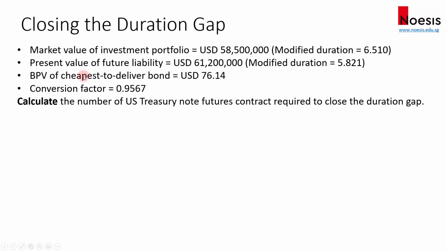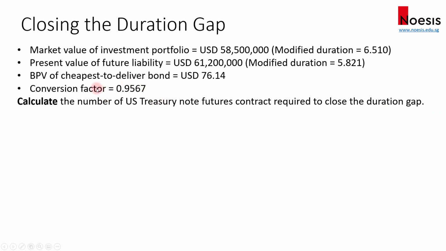The third example is on closing the duration gap using a US Treasury Note futures contract. We have the investment portfolio and the liability, and we have their market value and present value with the respective modified duration for each. And we have the basis point value of the cheapest-to-deliver bond and the conversion factor. So calculate the number of US Treasury Note futures contracts required to close the duration gap.